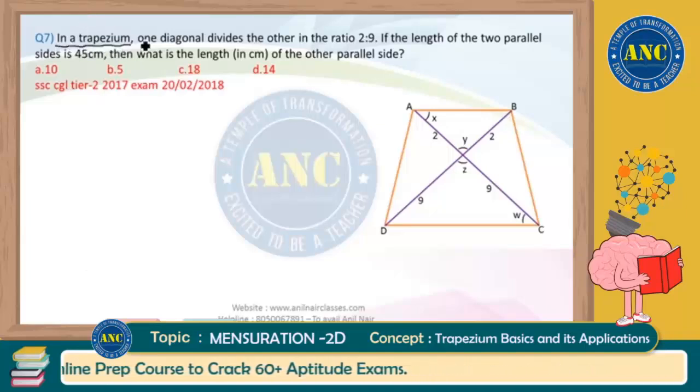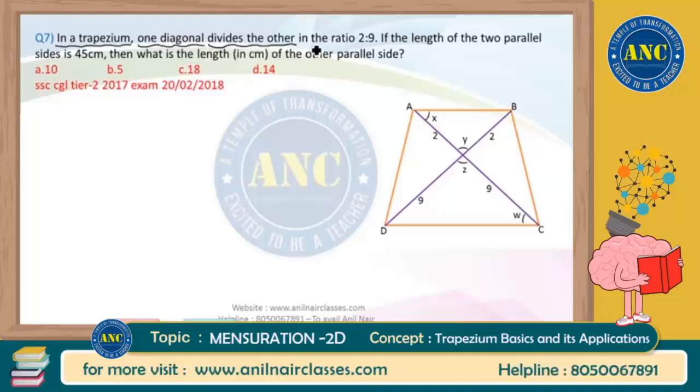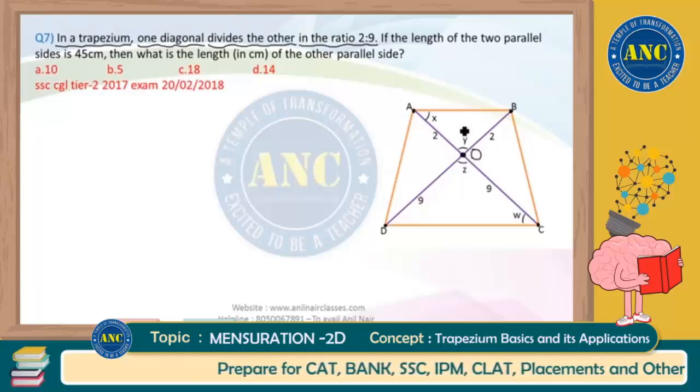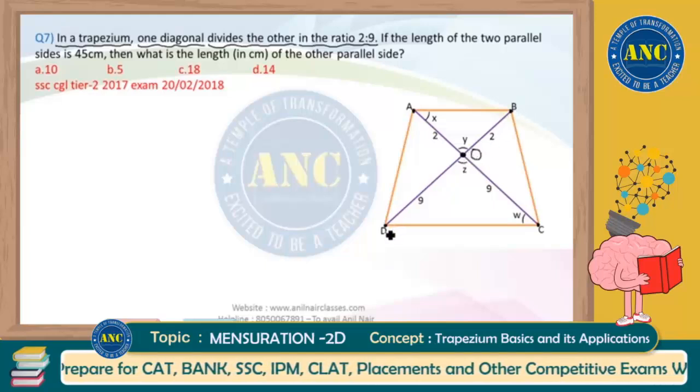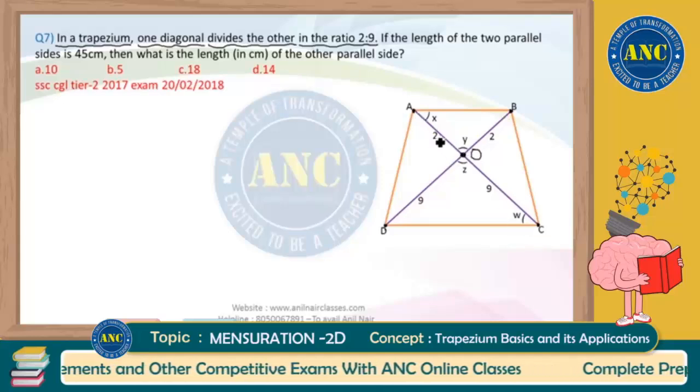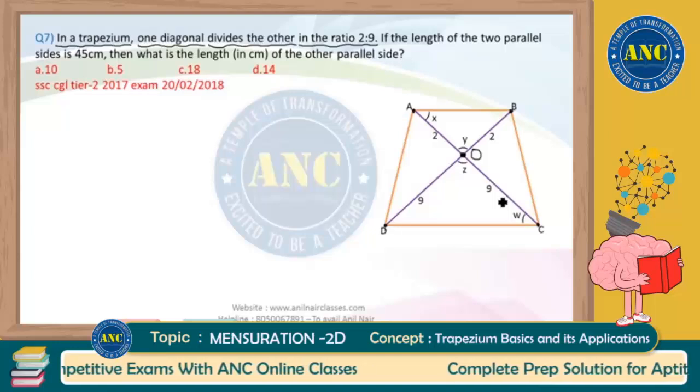In a trapezium, which is drawn on the right side of the screen, one diagonal divides the other in the ratio 2:9. That means there is a diagonal called AC, and this AC diagonal divides the other diagonal BD in the ratio 2:9. If I name this intersection point O, for example, BO is to OD is 2:9. Similarly, AO is to OC is also 2:9. That is what we can understand.